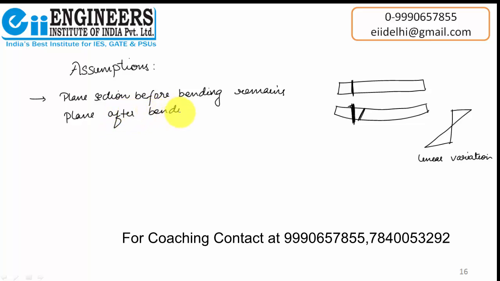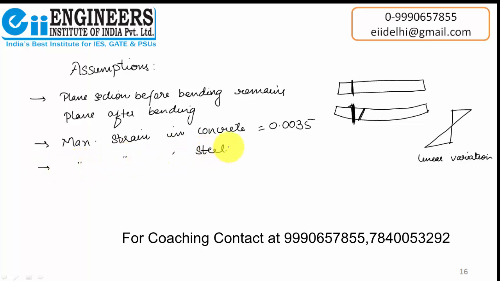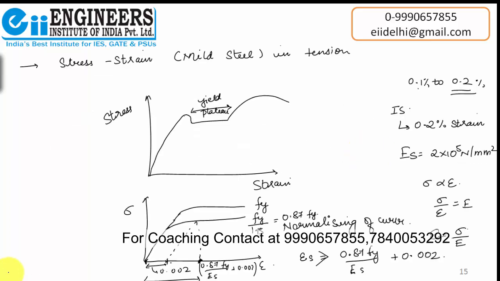Well, next is that we have already seen in the last slides, that maximum strain in concrete is 0.0035. This is also our assumption. Next, maximum strain in steel should never be less than 0.87 Fy by Es plus 0.002, that we just talked about in the last slide. It should always be greater than this value.